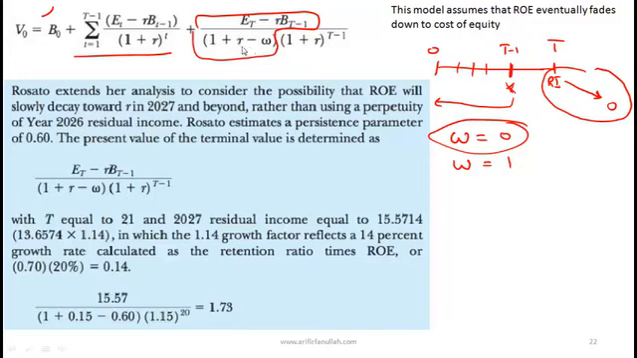Is it possible that this happens? Unlikely, but possible. So if you can imagine a monopoly or some company that has some competitive advantage, if the competitive advantage exists, will the residual income go to 0? No. So this is an extreme case where W is equal to 1. So this means great persistence.